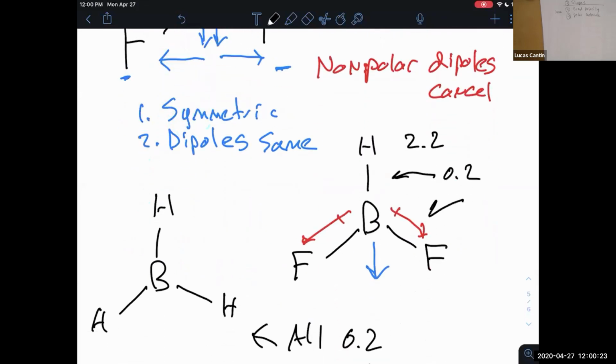This one over here is a polar molecule. So it's symmetrical, but the dipoles don't cancel. You have two dipoles going down, but you don't have a dipole going up to oppose it, right?